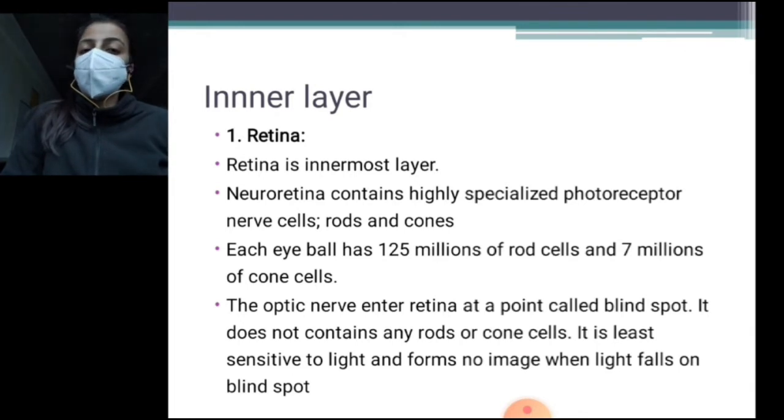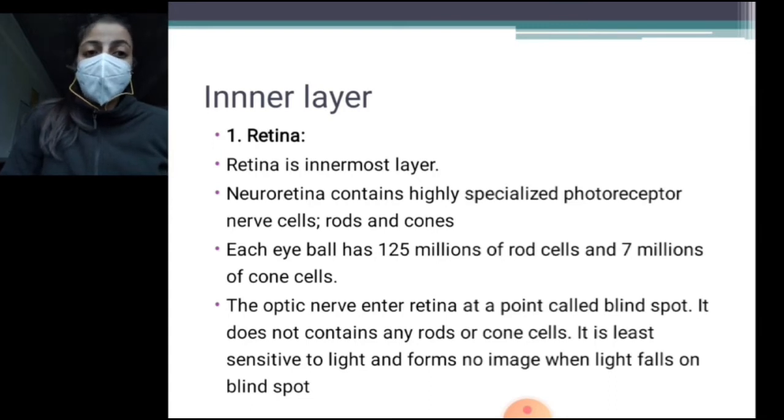The retina is the innermost layer. The neuroretina contains highly specialized photoreceptor nerve cells. It is also known as the main layer of the eye. It has highly specialized photoreceptor nerve cells, that is rods and cones. Each eyeball has 125 million rod cells and 7 million cone cells.